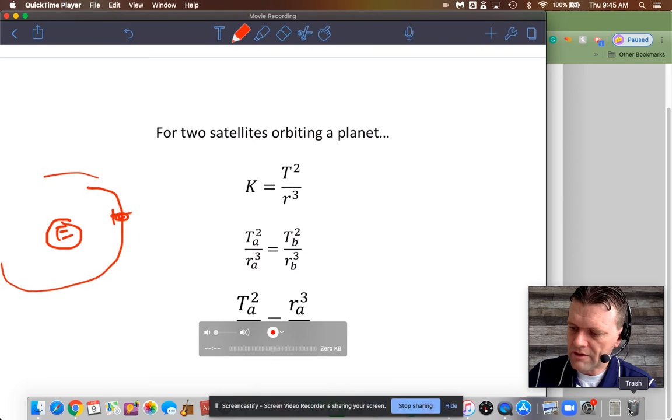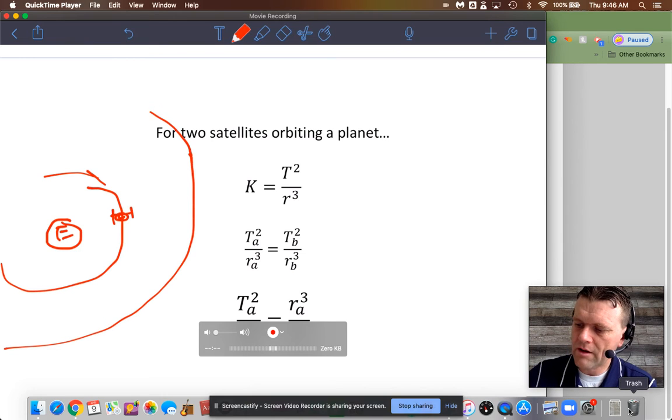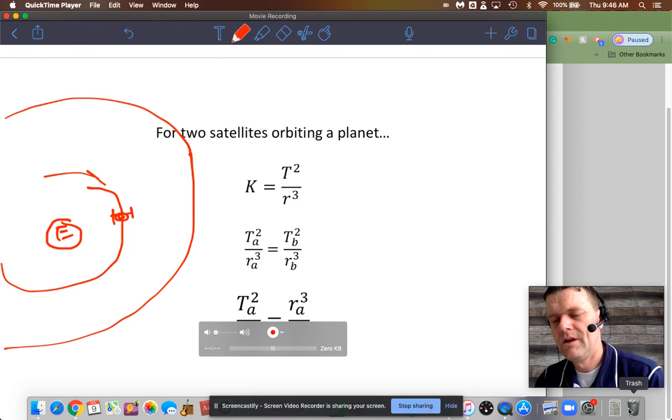So, there it is there. And then we have another satellite that's way out here. Okay, we'll talk about a geostationary satellite, actually. That's kind of a fun application of these principles. But there's another satellite way out here. So we have two orbiting satellites.